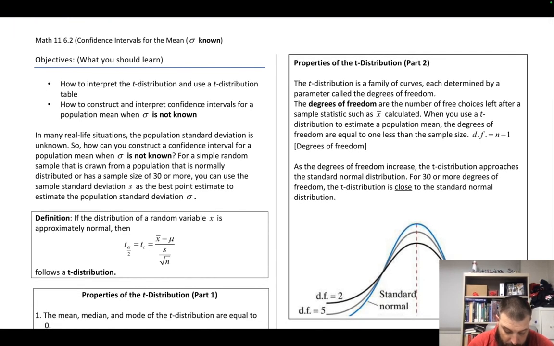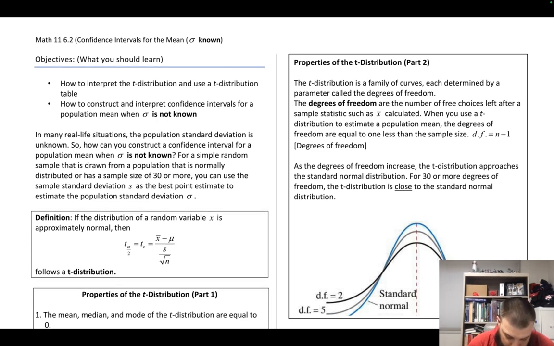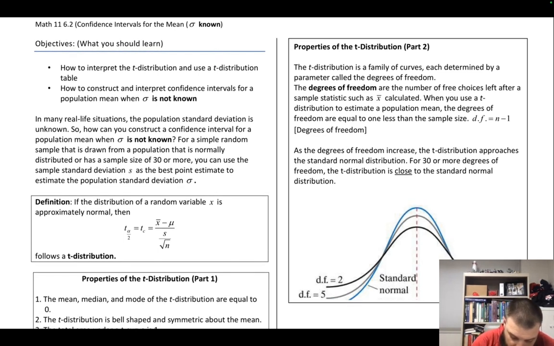So in many real-life situations, the population standard deviation is unknown. So how can we construct a confidence interval for a population mean when standard deviation is not known? Well, for a simple random sample that is drawn from a population that is normally distributed or has a sample size of 30 or more, you can use the sample standard deviation, s, as the best point estimate to estimate the population standard deviation, sigma. And so we have a formula here.